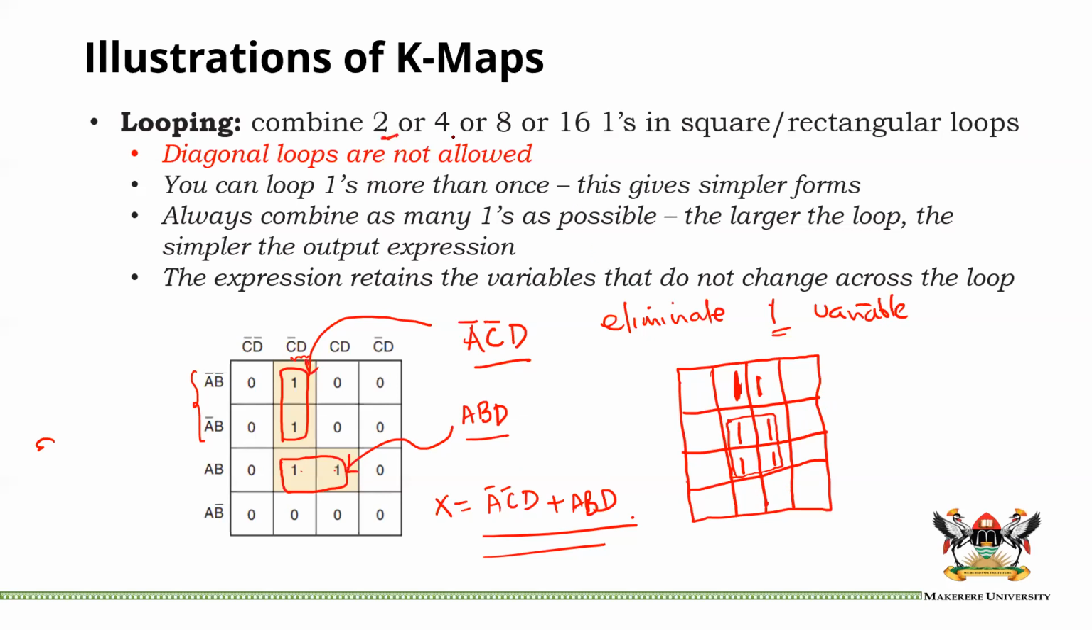We can loop 2 or 4 or 8 or 16. So our first loop is still okay, but when we loop these ones, we can loop them like that. In other words, we can make another loop of 4. We shouldn't make a loop of 2 because they have another 2 that are adjacent to them, only that those ones were already looped. But we know that we can still loop them again. The rules allow us. Okay.